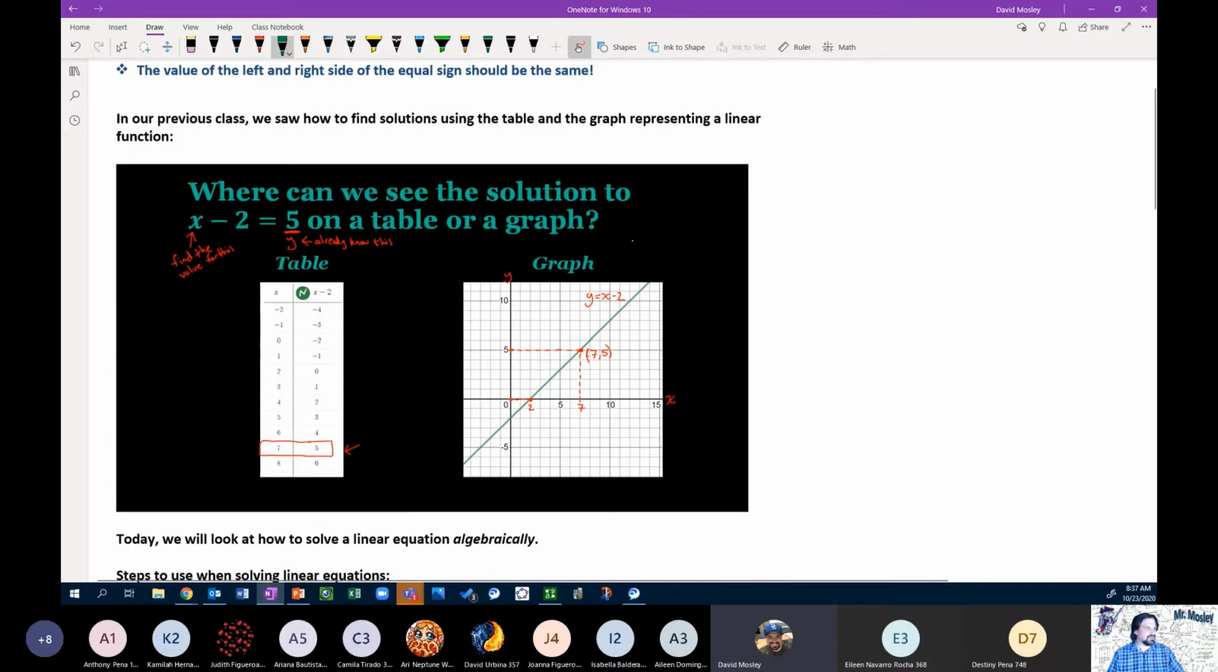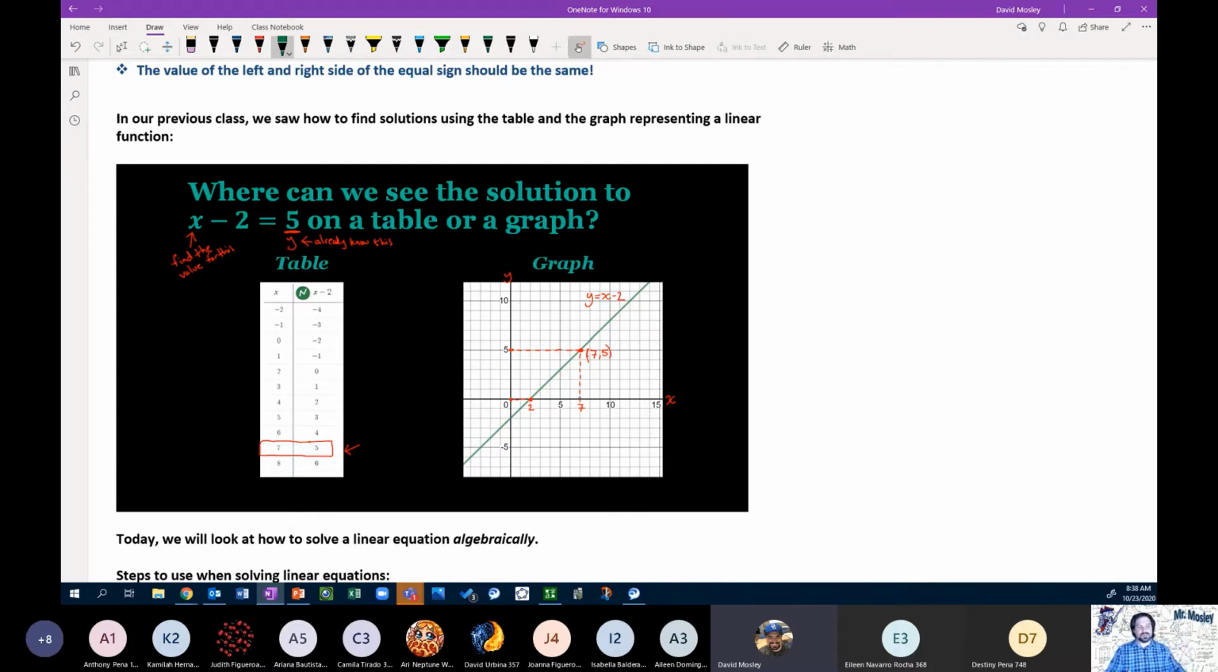This is a slide from our previous class where we look at the function or the equation x minus 2 equals 5. And we can see the solution on the table right here where x equals 7. We get that x minus 2 equals 5. Okay, so that's our solution, x equals 7. And using the graph, if we find the value of y that I want on the y-axis, and I trace that over to the line, and then I trace that line down to the x-axis, I get the solution. And again, in this case, x equals 7. So this gives me ways of using the table and graph to find the solution.